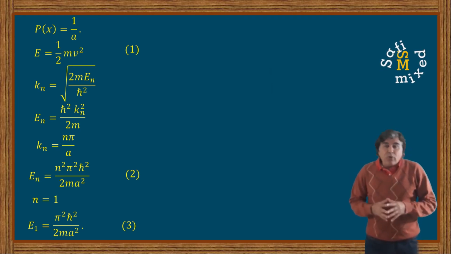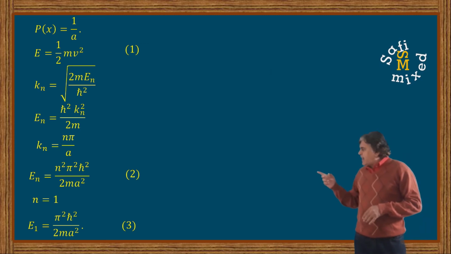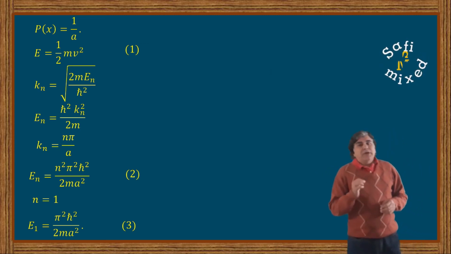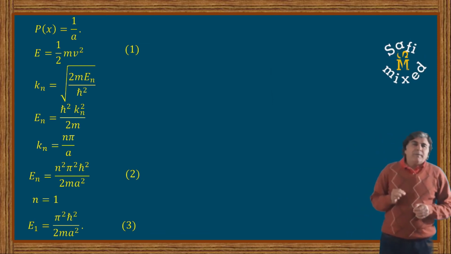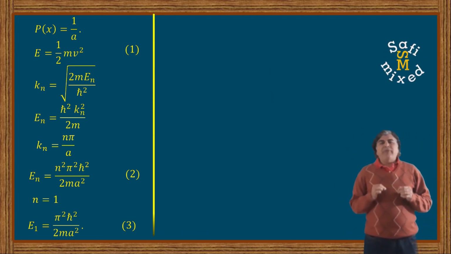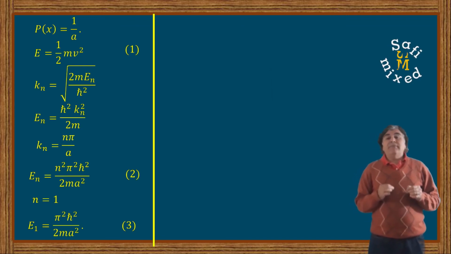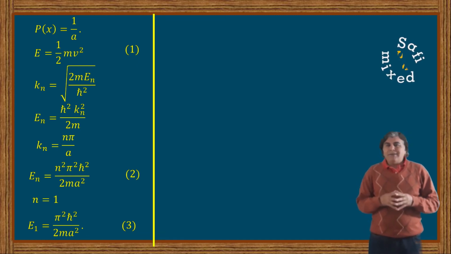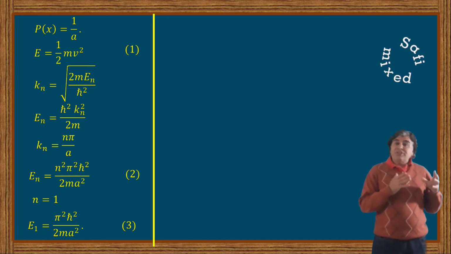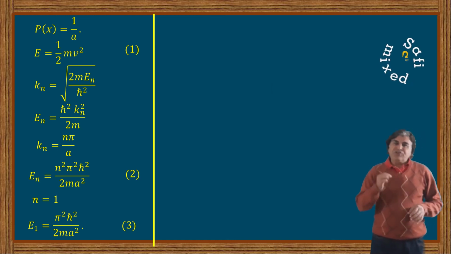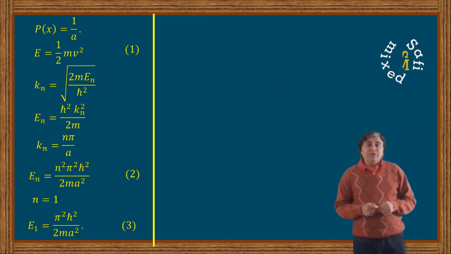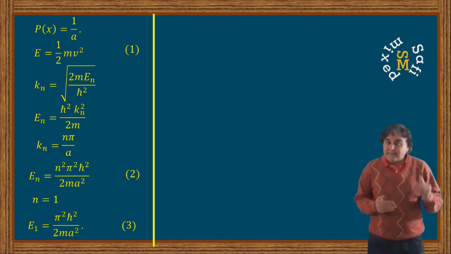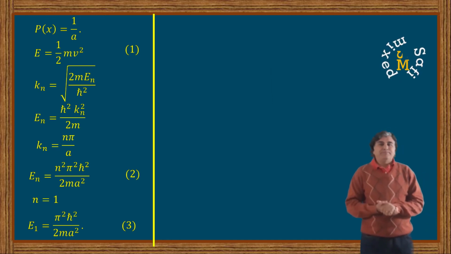We see from equation 2 that there is an infinite sequence of energy levels. Furthermore, since for every value of quantum number n, there is a unique value of energy and a unique wave function, therefore the energy levels for a particle inside an infinite potential well are non-degenerate. This is important to note: non-degenerate energy levels for a particle inside an infinite potential well.